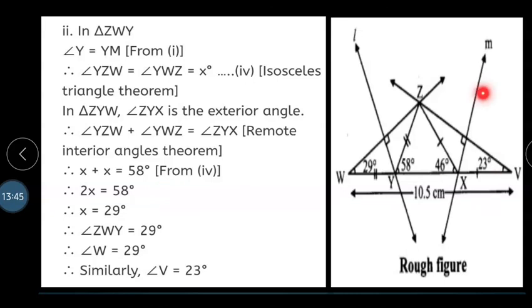Similarly, we can prove about this triangle. Children, you can see this is 46 degree. Obviously, the half of 46 will be 23. So we get angle V as 23 degree.